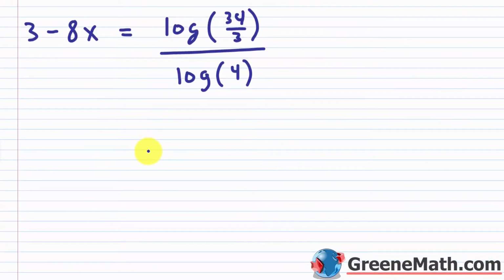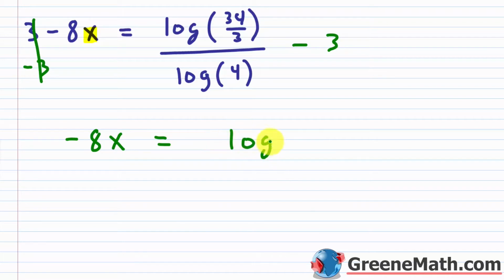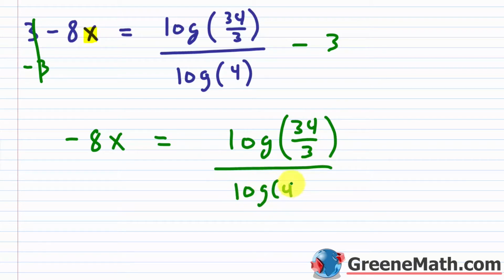All right, so from here, what we need to do is, again, isolate this x. So I'm going to start by subtracting 3 away from each side of the equation. I'm going to subtract 3 away from here. That's going to cancel. And subtract 3 away from over there. So now I have negative 8x is equal to log of 34 thirds over log of 4, and then over here I have minus 3.